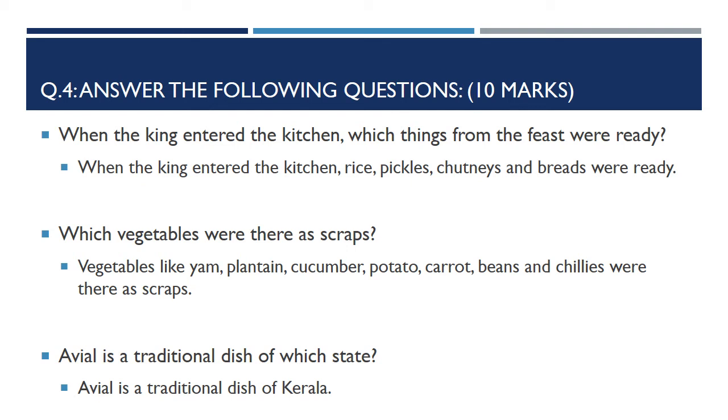When the king entered the kitchen, rice, pickles, chutneys and breads were ready. Which vegetables were there as scraps? Vegetables like yam, plantain, cucumber, potato, carrot, beans and chilies were there as scraps. Avial is a traditional dish of which state? Avial is a traditional dish of Kerala.